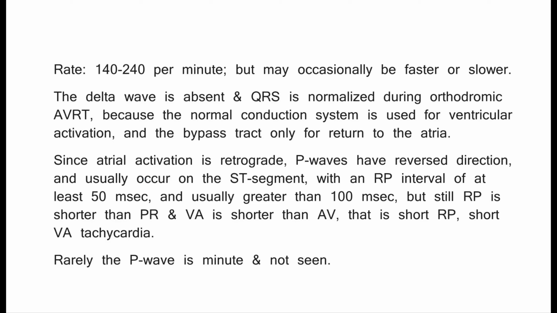Since atrial activation is retrograde, P waves have reversed direction, and usually occur on the ST segment, with an RP interval of at least 50 ms, and usually greater than 100 ms, but still RP is shorter than PR and VA is shorter than AV, that is, short RP, short VA tachycardia. Rarely the P wave is minute and not seen.